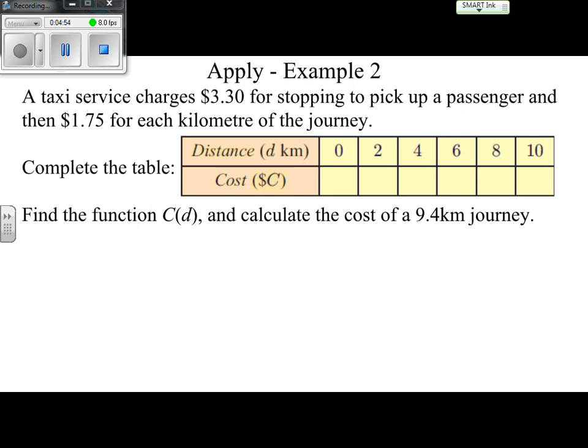of the journey. Just to point out here, this is a European spelling of kilometer. IB will often use that on their IB exams and things like that. So it's not a misprint, it's just an alternate spelling. And we're going to complete this table and then eventually find the function c of d and calculate the cost of a 9.4 kilometer journey.